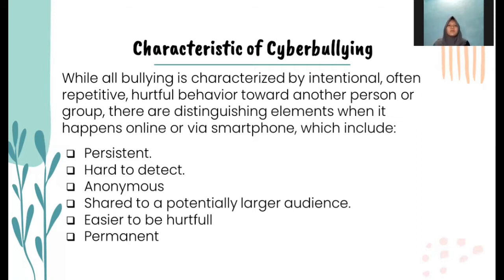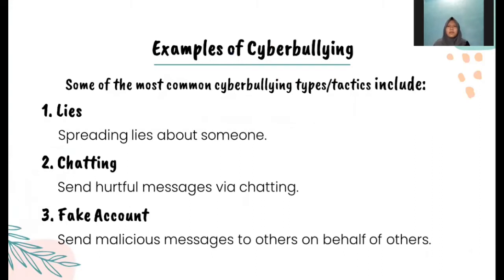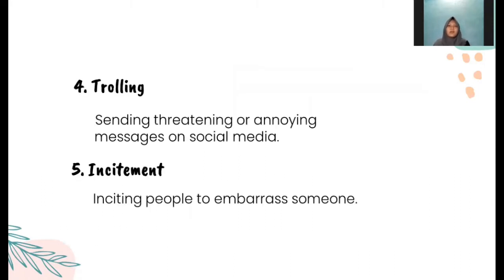Now, let's move on to the next section, which is about examples of cyberbullying. Some of the most common cyberbullying types or tactics include: 1. Lies. Spreading lies about someone. 2. Chatting. Sending harmful messages via chatting. 3. Fake account. Sending malicious messages to others on behalf of others. 4. Trolling. Sending threatening or annoying messages on social media. 5. Incitement. Inciting people to embarrass someone.